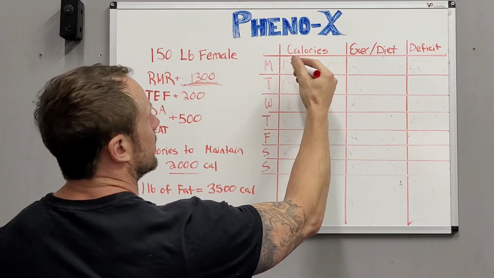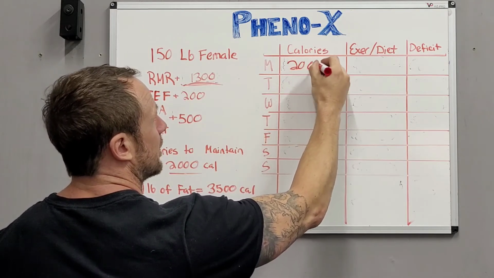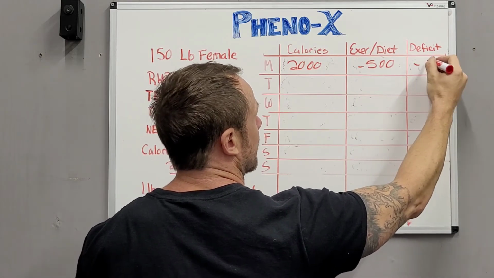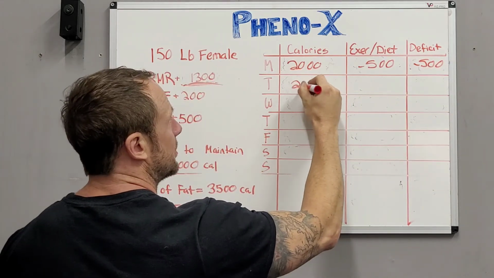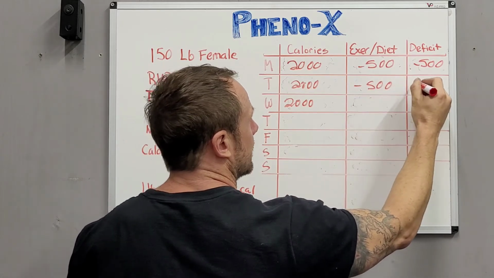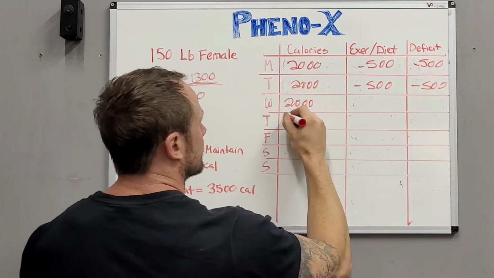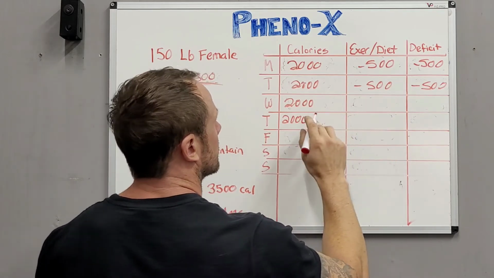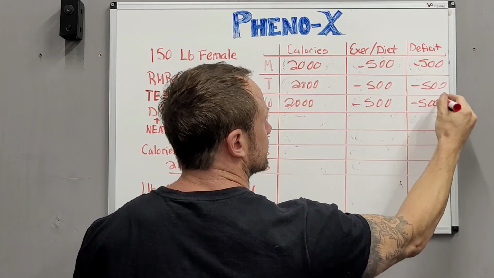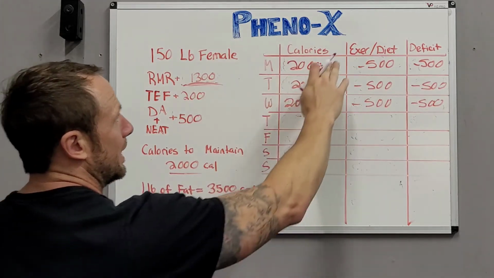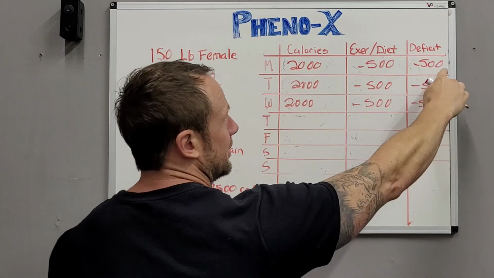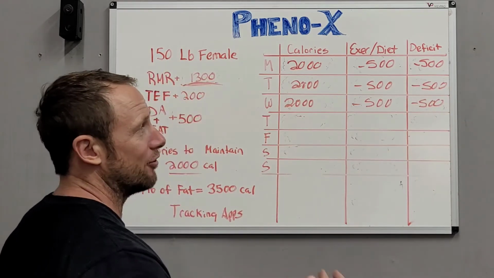So let's say we're getting off to a good start. We're eating our 2,000 calories, burn 500 through exercise. That leaves us with a 500 calorie deficit for the day. Same thing. We did 3 days in a row. Did a great job. Okay, so these 3 days in a row, we ate our 2,000 calories for maintenance. We burned off 500, creating that 500 calorie deficit. These 3 days would be a 1,500 calorie deficit.